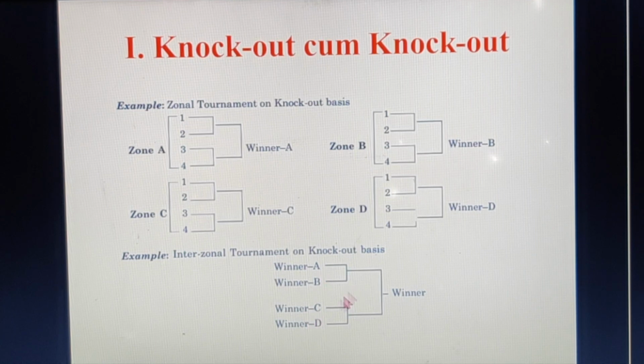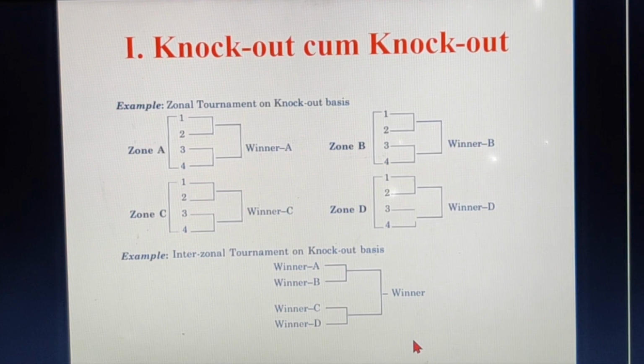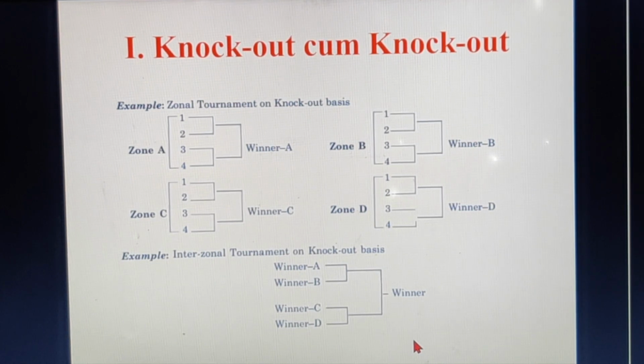Whoever wins moves next, and out of these winners in the final round, whoever wins is considered to be a winner. So this is how knockout cum knockout. When you have the word cum over here, that means the first stage is again knockout and the second stage also is knockout. So this is how you can identify, and in one word markers, this is also asked in your question. A question could be framed out of this.